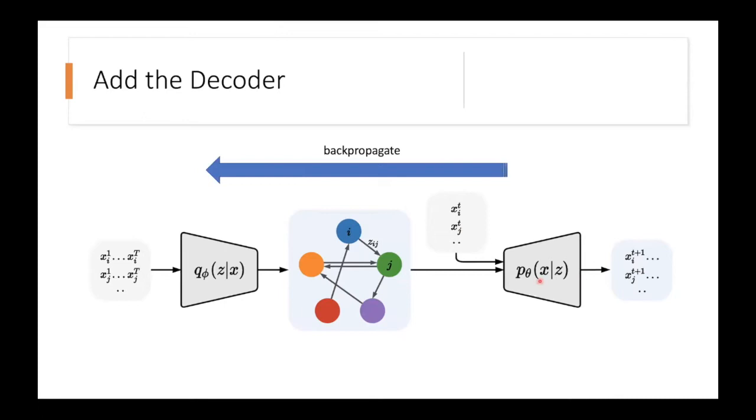And then we predict forward the future time series, t plus 1, etc., for each of the time series using a decoder model. And then, since in the training set we do know these time sequences, we can then backpropagate to train the models, both the decoder as well as the encoder, in the usual way as we do in a variational autoencoder.